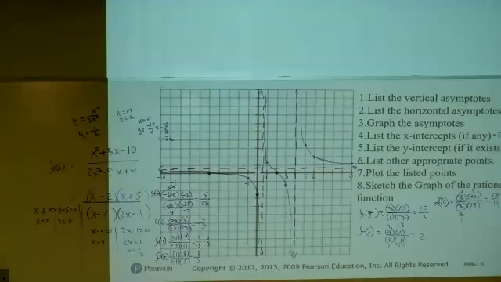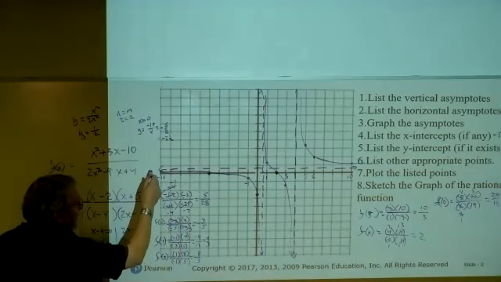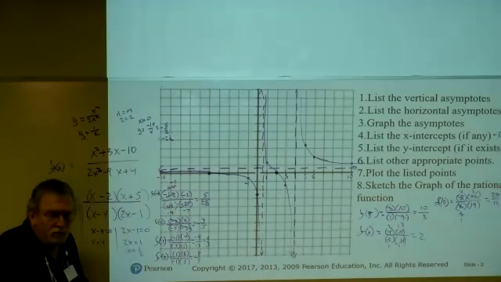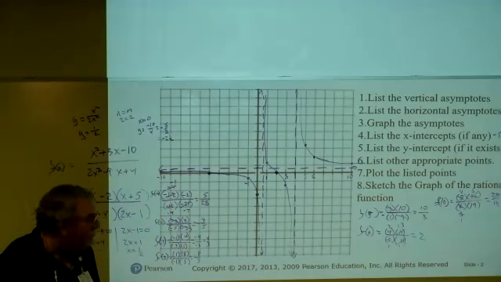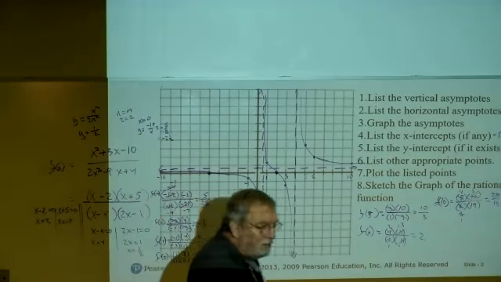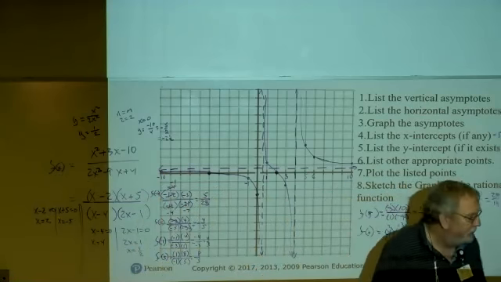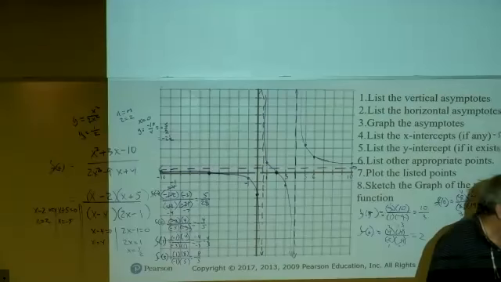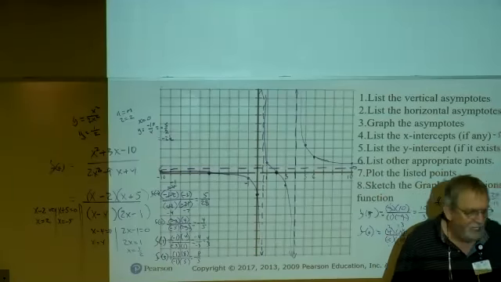Nobody has any questions here? Does everyone understand how I got y equals 1/2 as a horizontal asymptote? Does everyone understand how that happened? Keep looking over to the chat. See if anybody puts anything there.